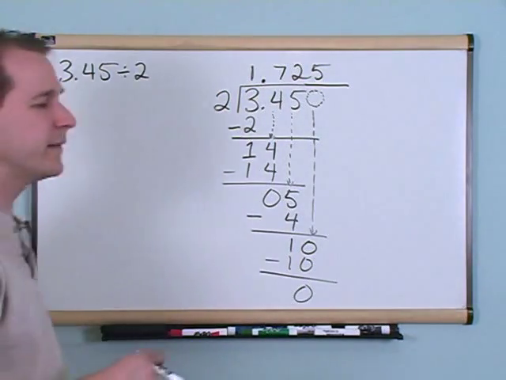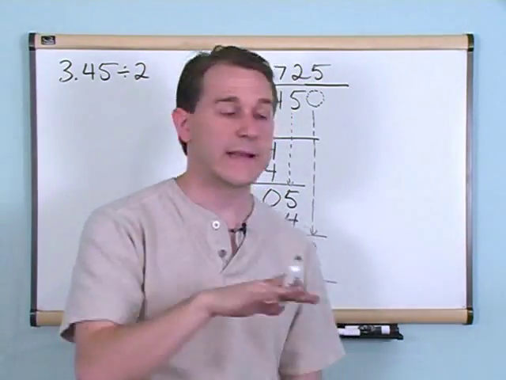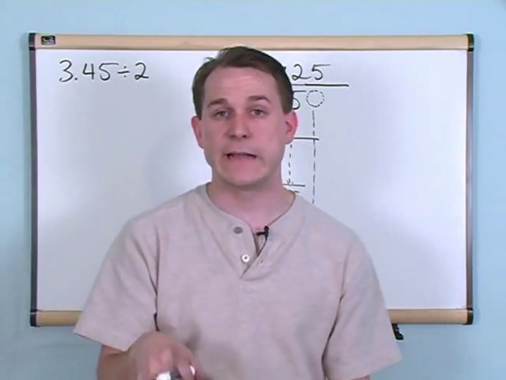Now this is quite a bit different than what we used to do when we were dividing regular numbers. Regular numbers, when you would divide down, you could get down to a point here and you couldn't divide anymore.